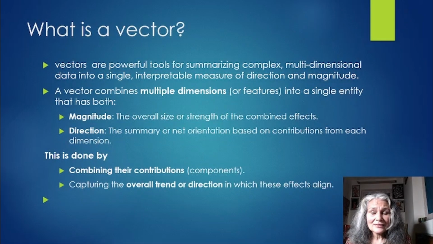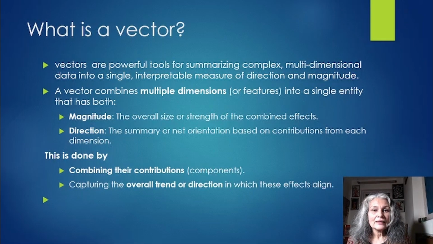To understand this concept of similarity, we need to go back a little bit and review the concepts of vectors. Vectors are basically powerful tools for summarizing complex and multidimensional data. This essentially means that an object or a word is measured in multiple thousands of dimensions, and a vector really is a way of summarizing the overall net effect of all these multiple dimensions.